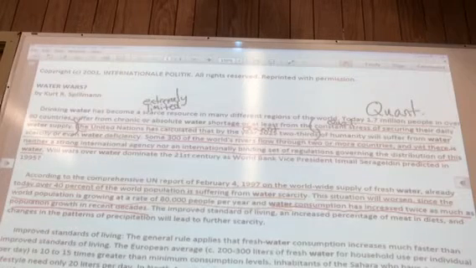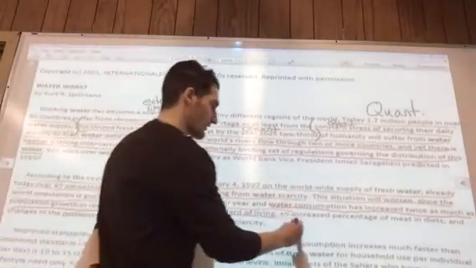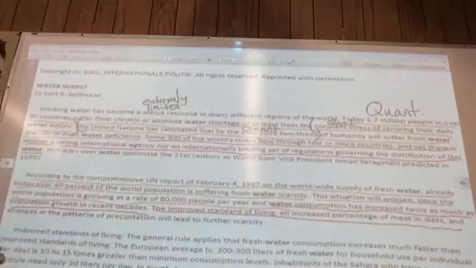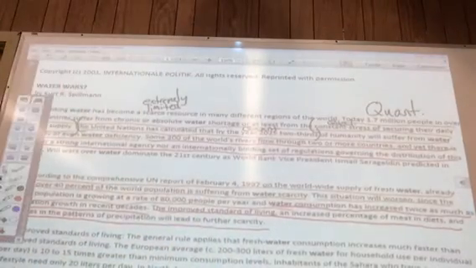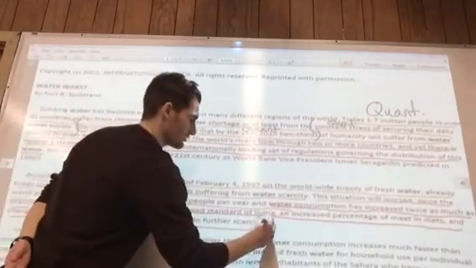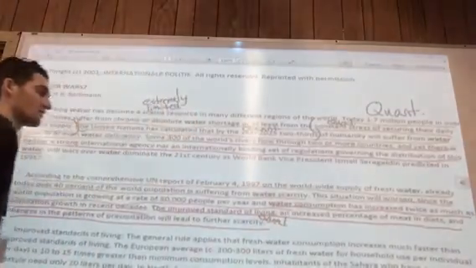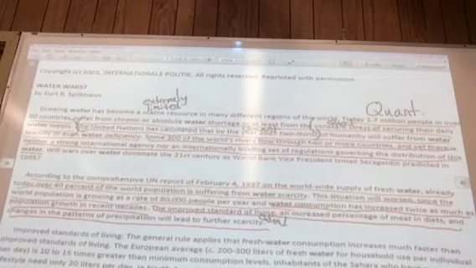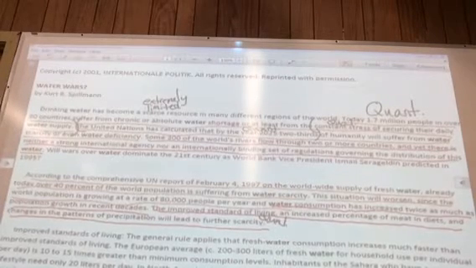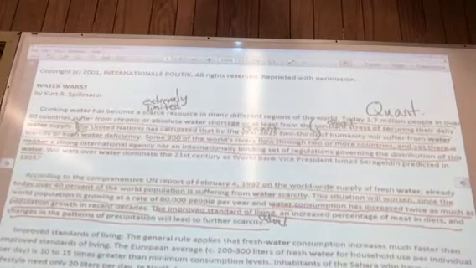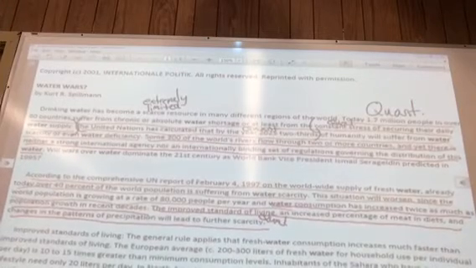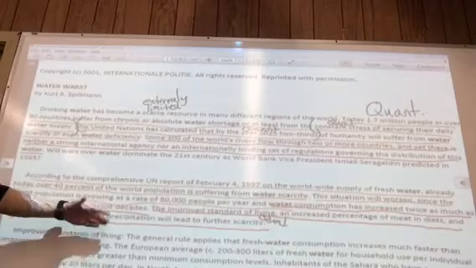The improved standard of living and increased percentage of meat in diets and changes in the patterns of precipitation will lead to further scarcity. So again, I'm going to underline this in red because this is talking about why water is being overused. Improved standard of living. Yep. Qualitative is a description. We have a description as to the living standards, right? So the more money you start making, they're saying the more you will consume water. And then you have an increased percentage of meat in diets, and changes in the patterns of precipitation will lead to further scarcity. Changes in the patterns of precipitation is weather.